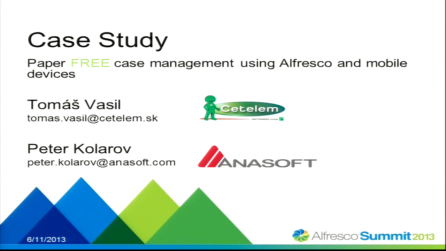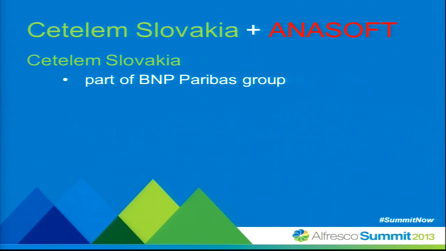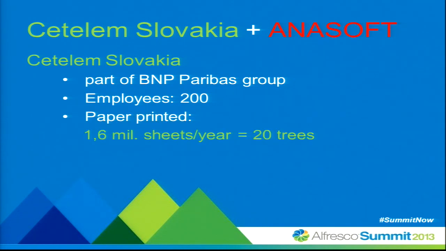First, let me start with the obligatory words about the companies involved. Cetelem Slovakia is a BNP Paribas personal finance company operating in a Slovak market of 5 million people for the last 13 years. To date, they have delivered about 1.2 million personal loans, mostly in cooperation with their retail partners, such as IKEA. It employs about 200 employees in their two local offices, and each year it prints and archives about 1.6 million sheets of paper.